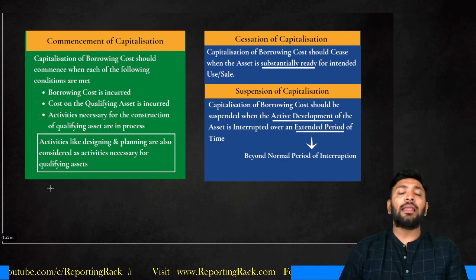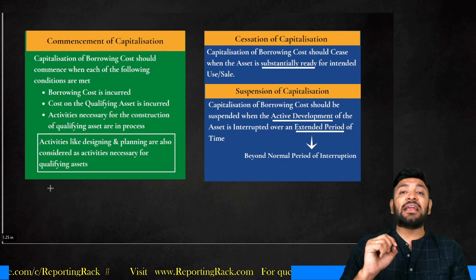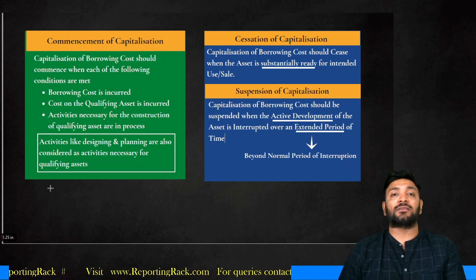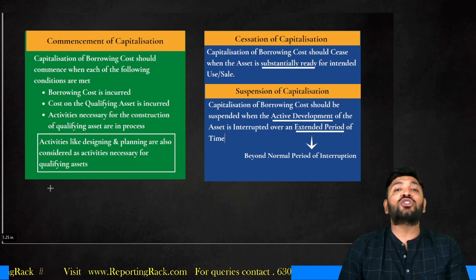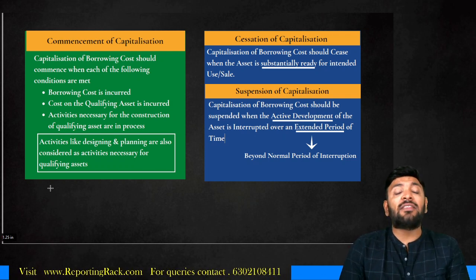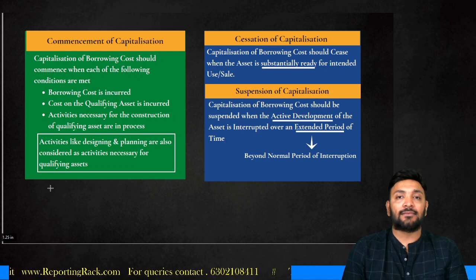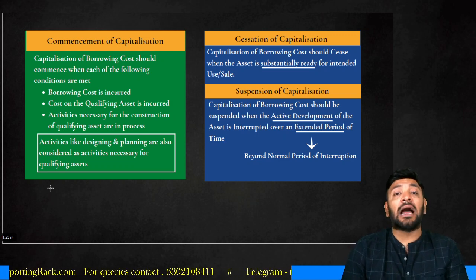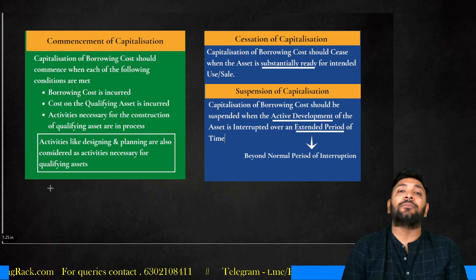Number three, activity necessary for the construction of the qualifying asset is in progress. I've given an advance to my supplier. The supplier said he will give the material in 15 days. After 15 days, once the material arrives, I will start the construction of the qualifying asset.